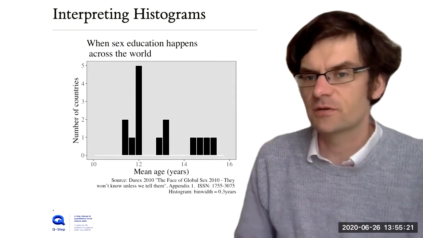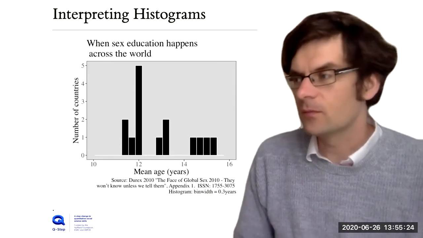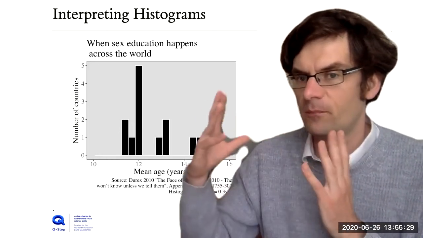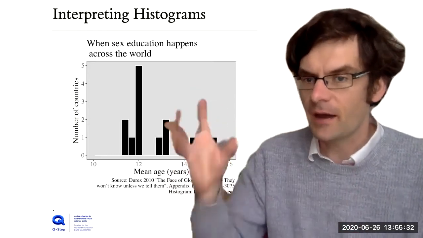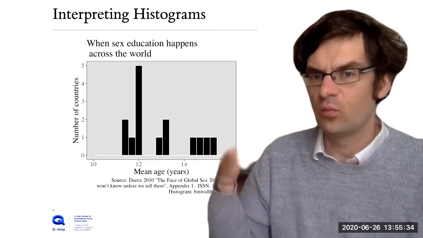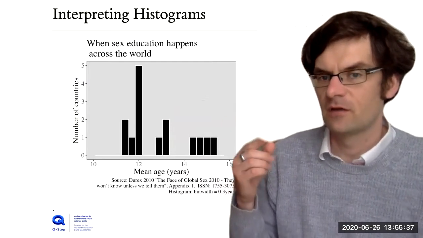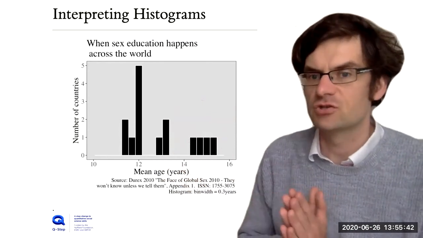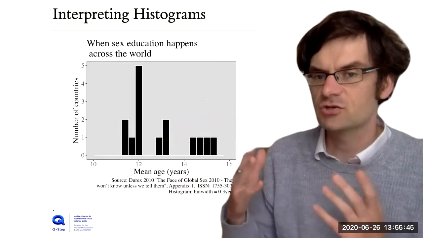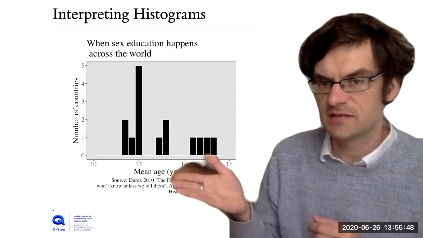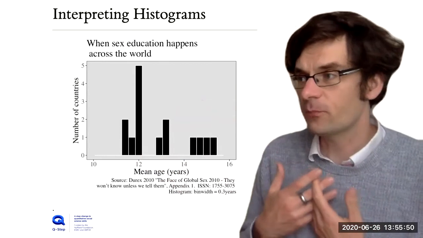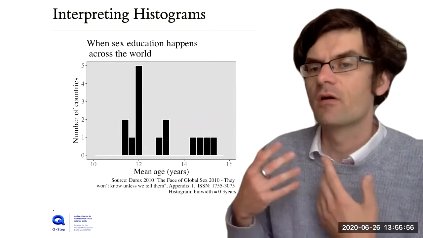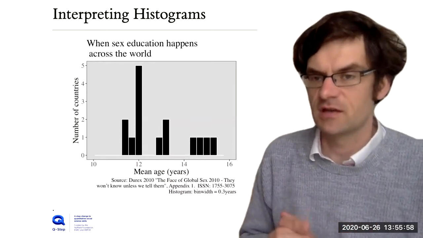How do I start interpreting a histogram? I start by not looking at what's actually displayed in terms of my results, but by how it is interpreted. And the first thing to look at, what is the variable that is displayed? You find that variable right here at the bottom, the x-axis, and it says mean age in years. And we have an age range ranging from 10 to 16. And this is what's displayed. The mean age in a country here at which someone received sex education.